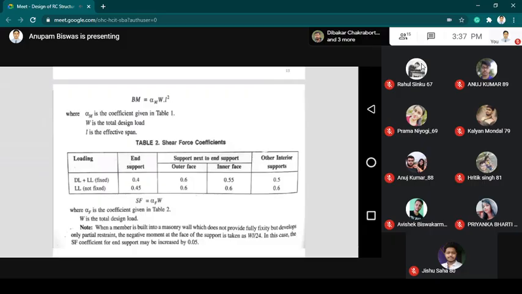Some exceptions: when the slab is built into a wall, because of only partial fixity, the negative moment that is considered is carried as WL by 24. So for this special criterion, the shear force coefficient at the end support will be increased.